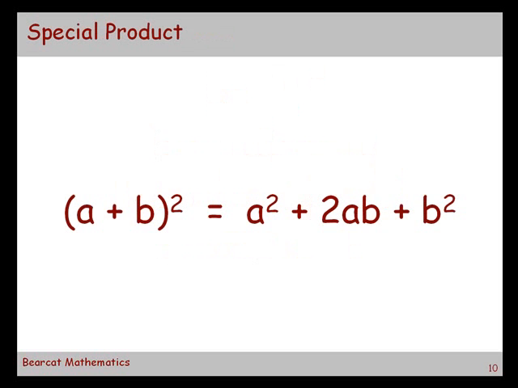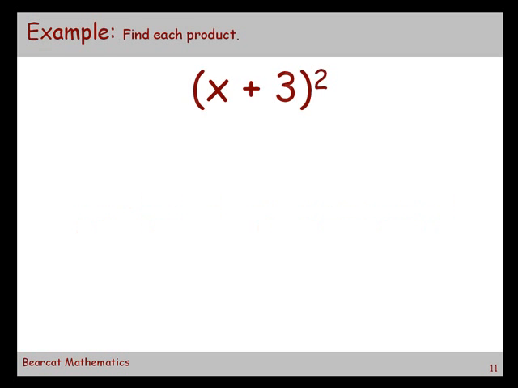That's a special product, and that goes both directions. If you see a pattern that looks like a squared plus 2ab plus b squared, this thing on the right, it will factor to the thing on the left. If you're asked to multiply, the thing on the left will multiply to the thing on the right. So that's a special product. There's another special product. Actually, let's apply the special product.